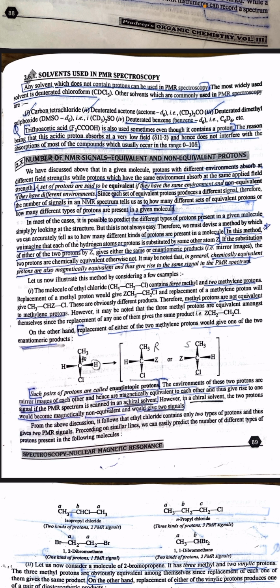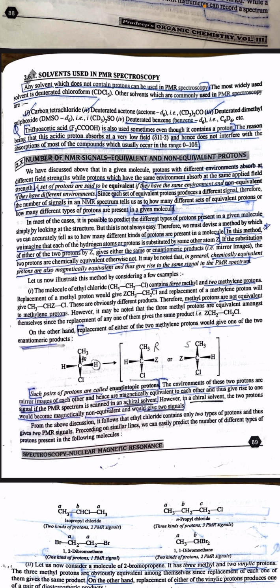The number of signals in an NMR spectrum tells us how many different sets of equivalent protons, or how many different types of protons, are present in a given molecule. In most cases, it is possible to predict the different types of protons present in a molecule simply by looking at the structure. But this is not always easy. Thus, we must devise a method by which we can accurately tell what different kinds of protons are present in a molecule. In this method, we imagine that each of the hydrogen atoms or protons is substituted by some other atom.